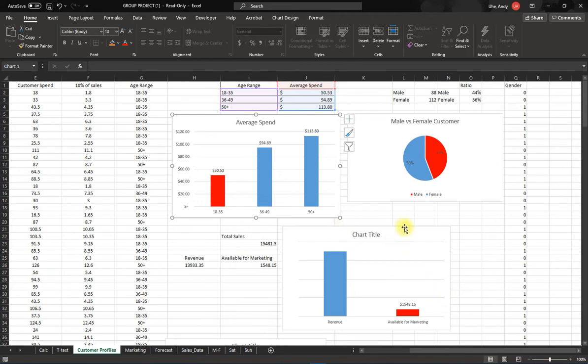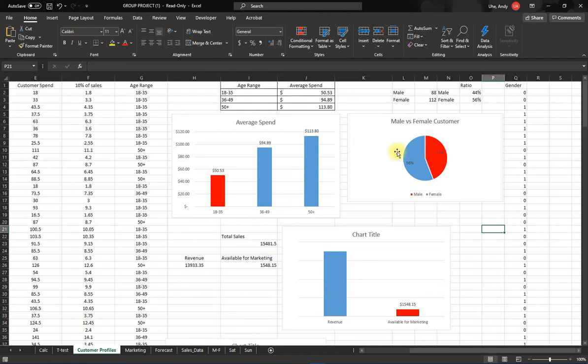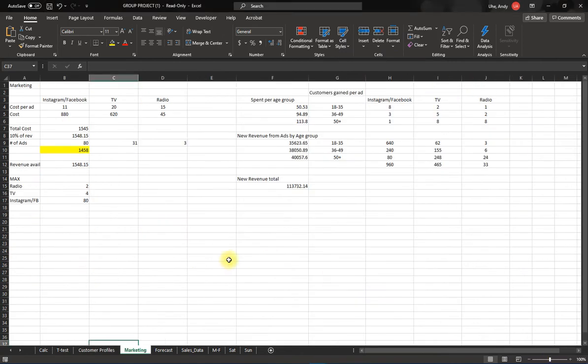Available for marketing is good. I did a tree chart graph, I believe, in my example, but this bar chart is fine. It shows revenue and it shows your amount available for marketing, so that's great. Male versus female, you got it with percentage base instead of raw numbers, and that is perfect. Marketing, you nailed it.